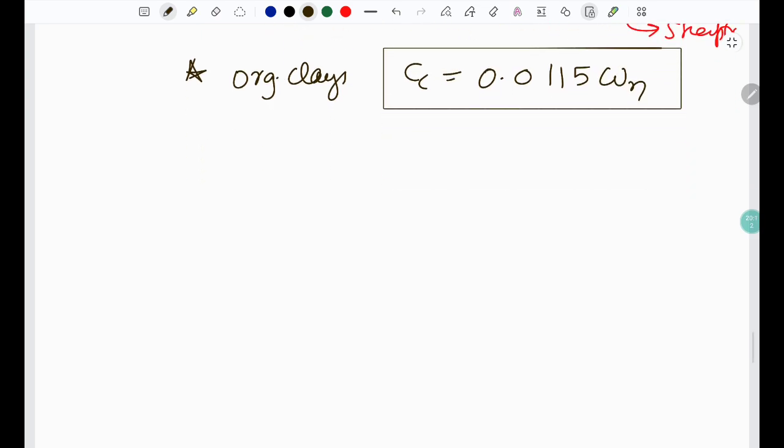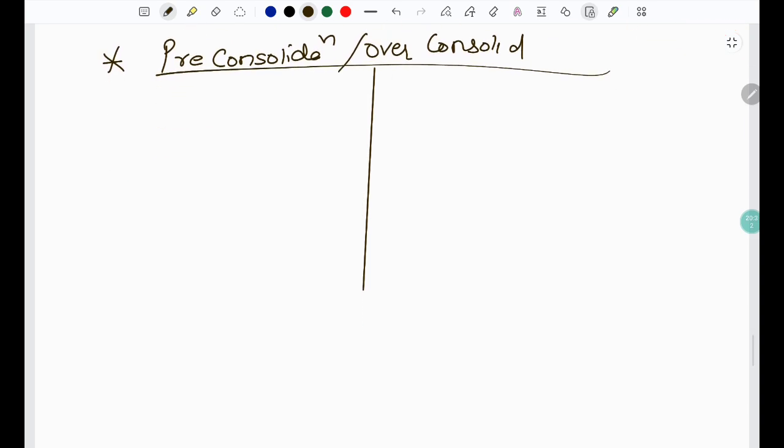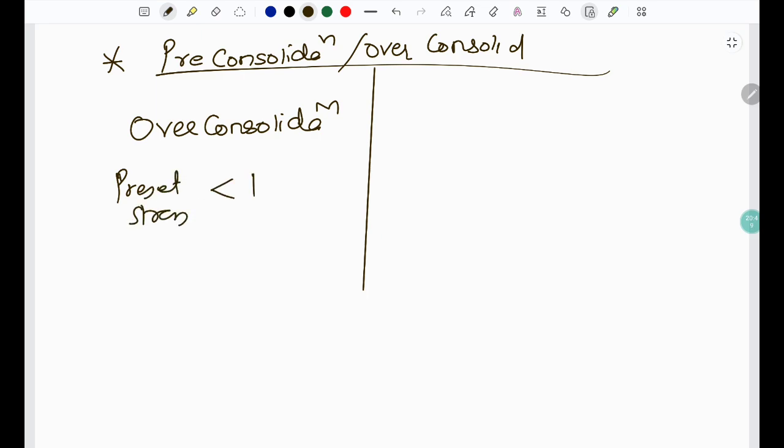Okay, now there is this term called pre-consolidation soil or over-consolidation soil. So you see, if the present applied effective stress on any soil is less than the past applied effective stress on that soil, then it is called over consolidation. Over consolidated soil is where the present stress acting on a particular soil is less than the stress it has been subjected to in the past.